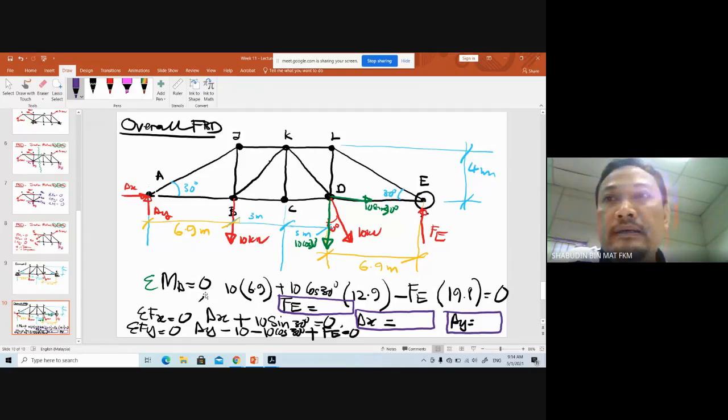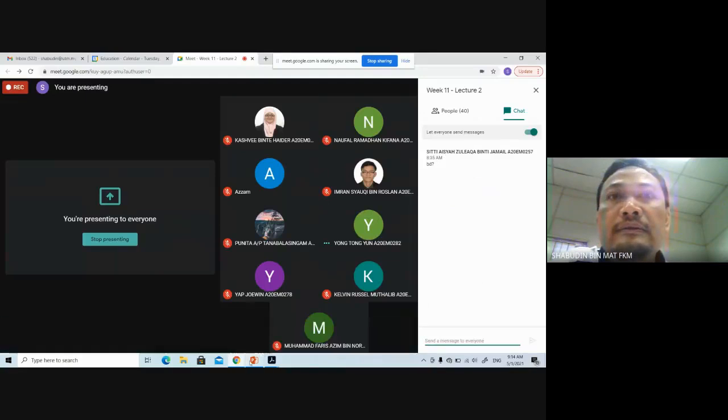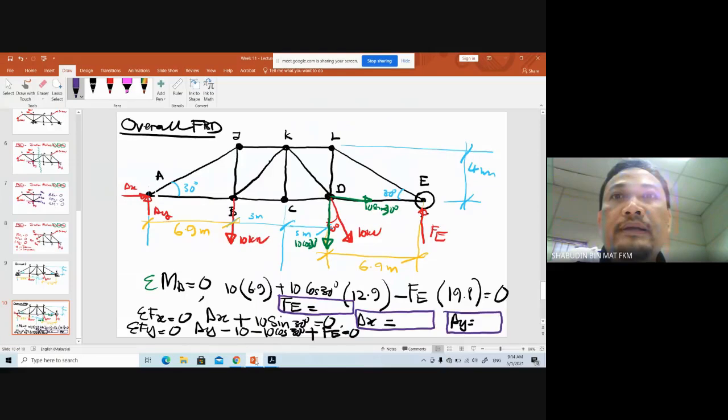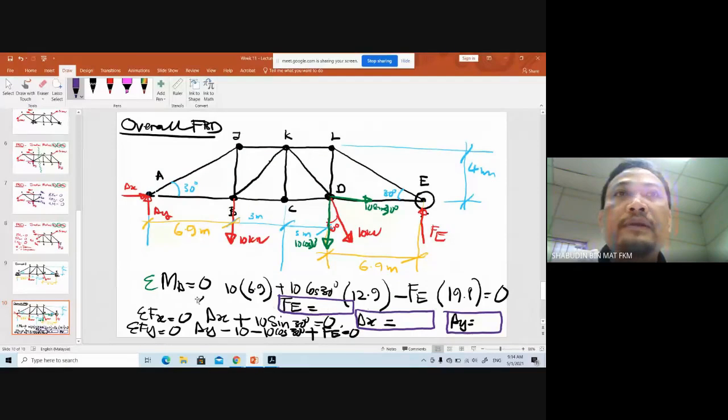Or you put it in the... no. Do that for me. Get the force FE from the moment. AX plus 10 sine that equal to 0. Okay. Tell me what is FE, AX, and AY.